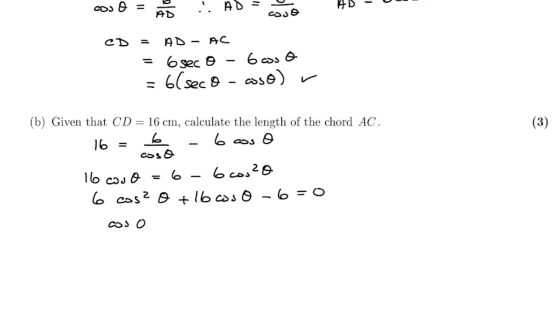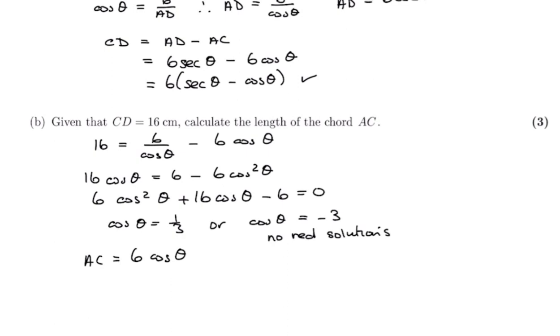We get cos theta equals a third, or cos theta equals -3. And of course, that one has no real solutions, so I'm going to discount that one. Now, in part A, we have this statement that AC was 6 cos theta. Therefore, AC must be 6 lots of a third, so AC equals 2 centimetres.